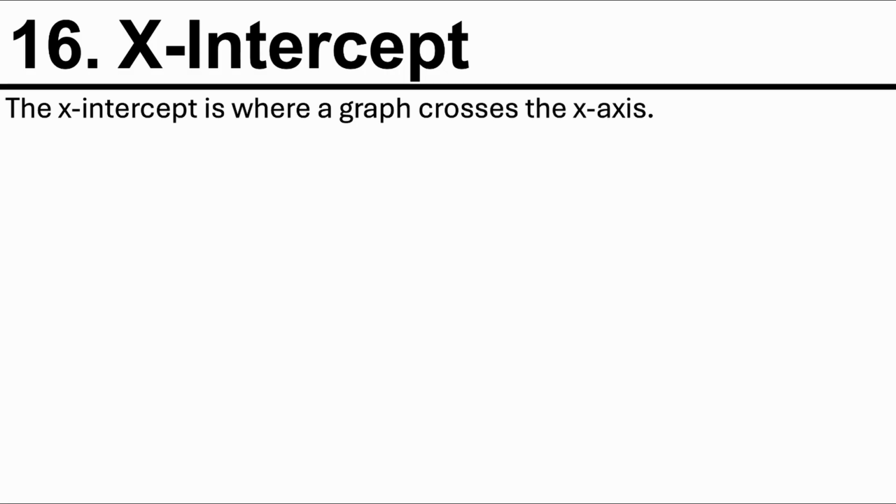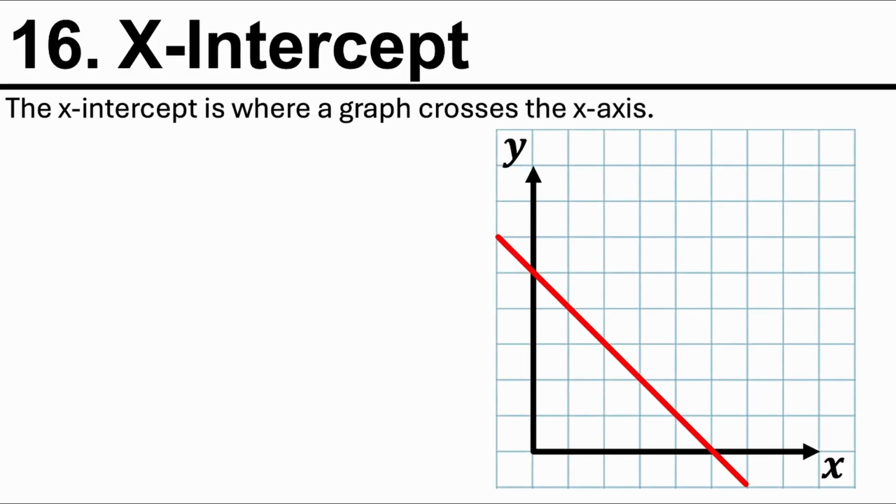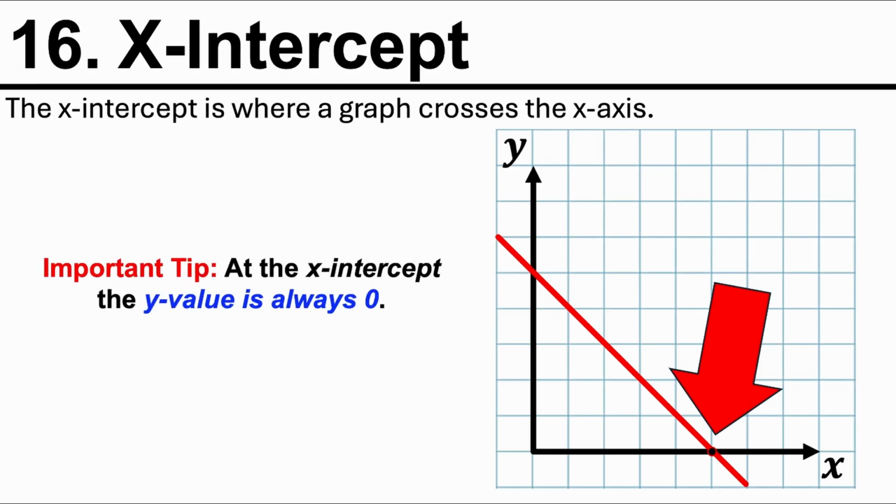The x-intercept is where the graph crosses the x-axis. So here we have a graph, and you can see a line that goes over both the y and the x-axis. Well, this point right here where it touches the x-axis is the x-intercept. Now, an important tip is that at the x-intercept, the y value is always 0.